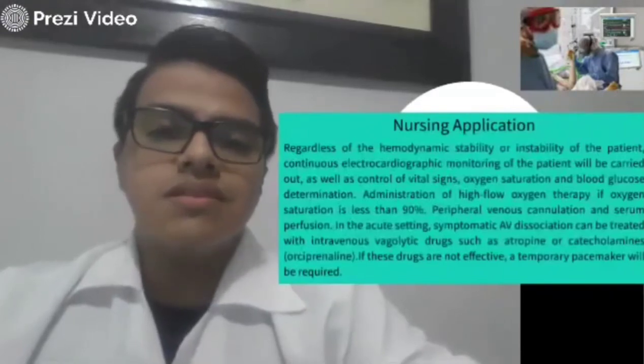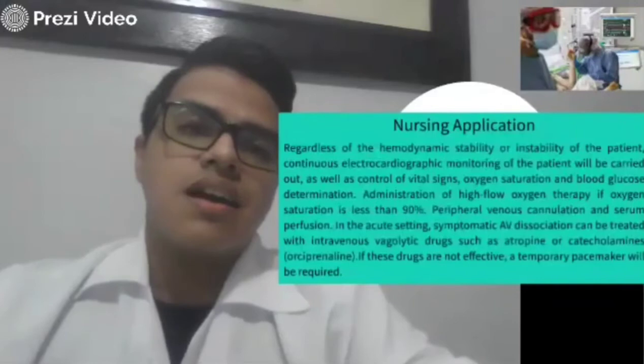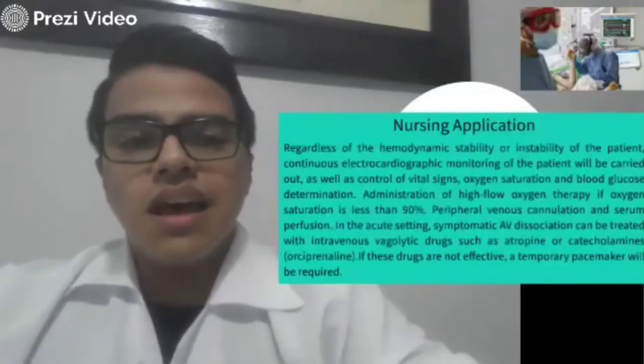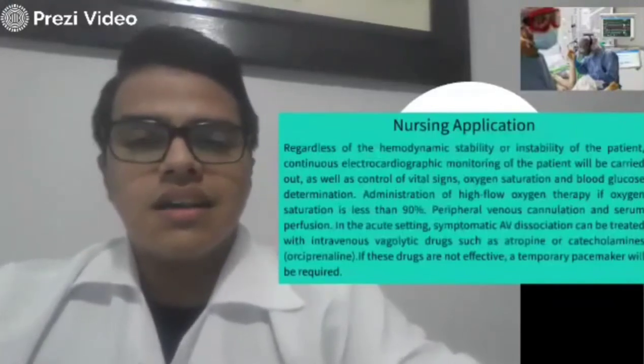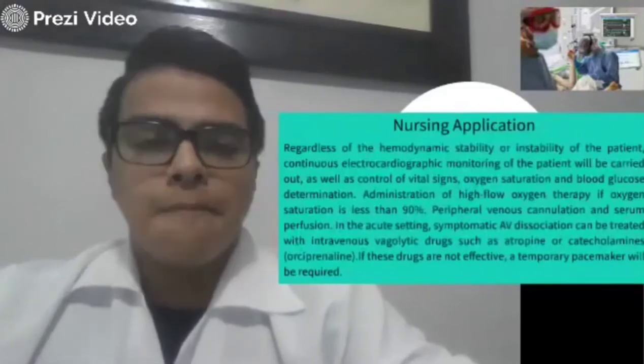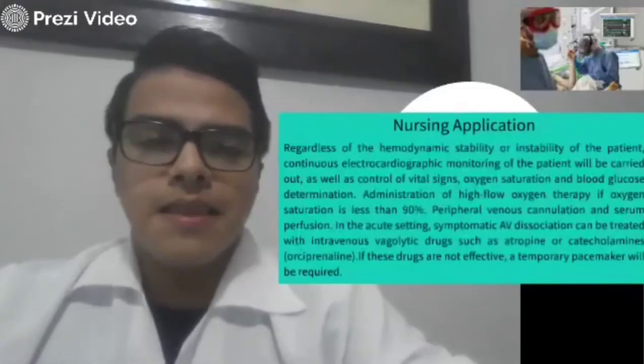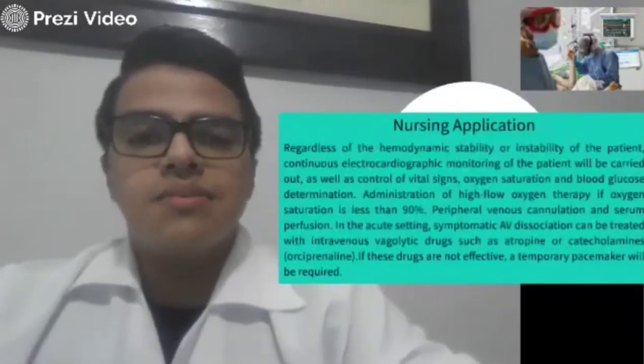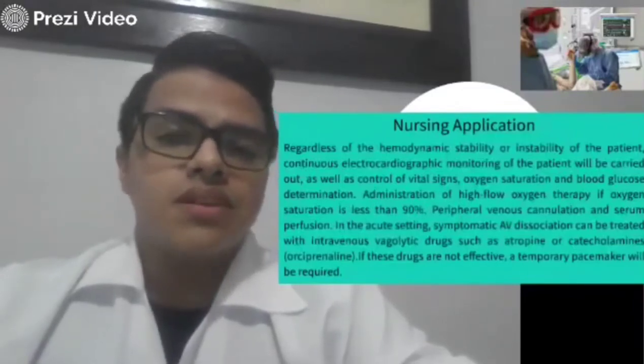Symptomatic atrioventricular dissociation can be treated with intravenous vagolytic drugs such as atropine, or catecholamines or isoprenaline. If these drugs are not effective, a temporary pacemaker will be required.